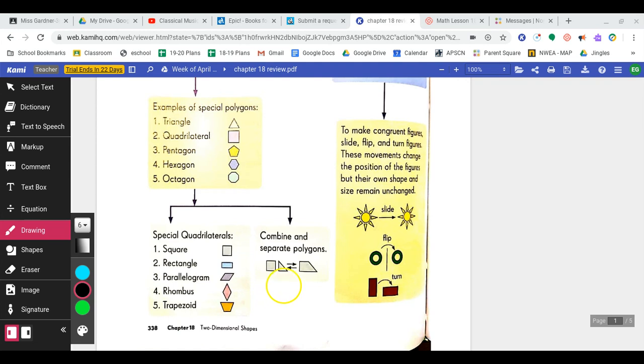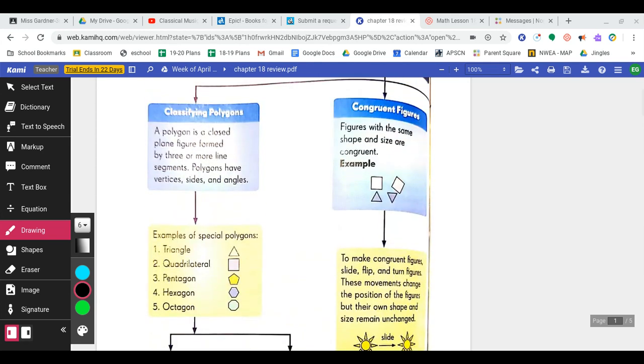You can combine and separate polygons to create different shapes. So, for example, a square and a triangle together can form a trapezoid. Now, congruent figures, remember, are figures that have the same shape and size. So they can have moved position, but they are congruent if they have the same shape and the same size. These 2 squares are congruent figures that have just gone through a turn to flip them.